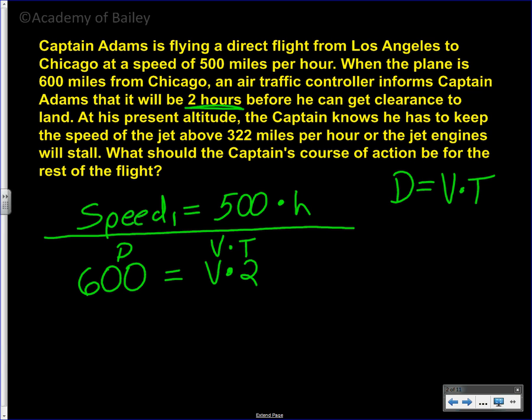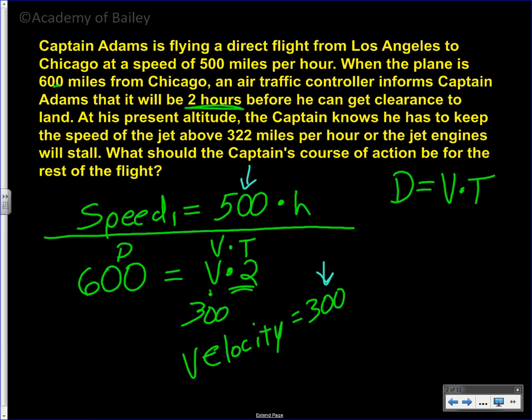Okay, remember he's 600 miles away. It says when the plane is 600 miles from Chicago, the air traffic controller says, "Whoa, you have 2 hours before you can land." Well, what number times 2 is going to give you 600? Well, that's 300. Okay, so his velocity would have to equal 300 in order for him just to go from 600 miles, because he's 600 miles away. So if he flies at 300 miles per hour, because his initial velocity was 500 miles per hour. So maybe if he just slows down to 300 miles an hour, he could just cruise right into Chicago when he gets there in 2 hours, he'd just land.